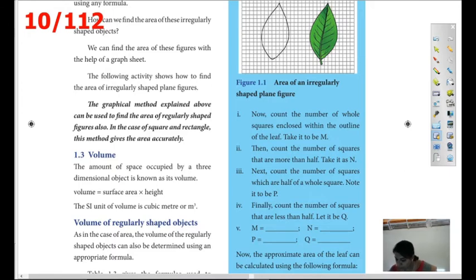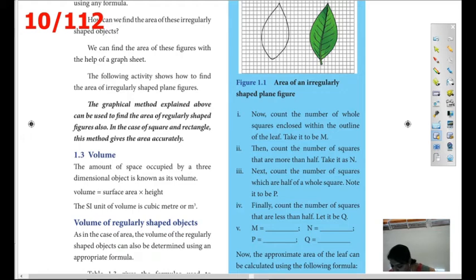And then count the number of squares that are more than a half. See, these squares are more than a half, so we have to count that number also, and that number is taken as N. Whole squares are taken as M, and squares more than a half are taken as N. Then count the number of squares which are half of a whole square, and note it as P. See, here some of the squares are half of a square, so we are taking it as P.